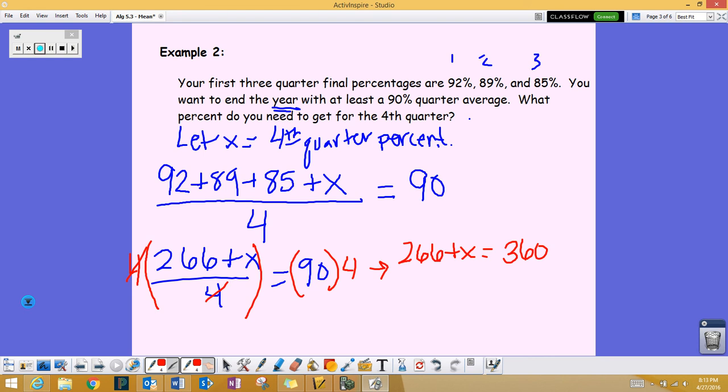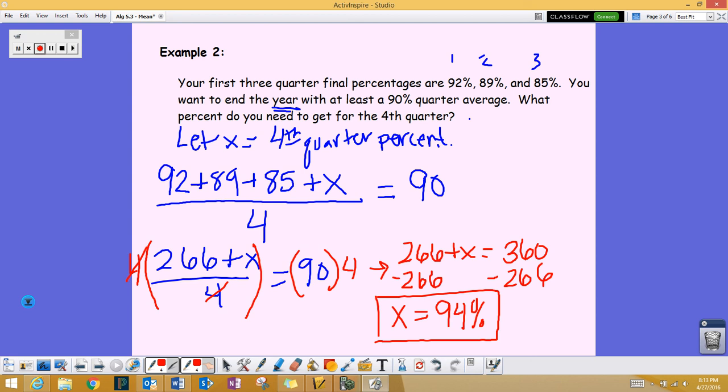All I need to do now is solve for X, and I don't have a denominator, so it's subtracting 266 from both sides. And I get that X equals 94. So what that means is that this is a percent. In fourth quarter, you need to get at least a 94% in order to end the year with a 90 or an A. So this is a totally new way of thinking about mean and how do I solve for some value in the data set, in this case X, if I want the mean to be a certain number.